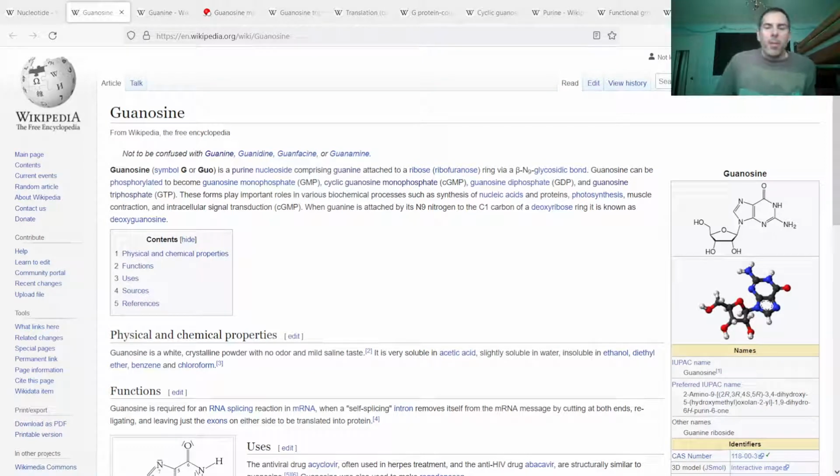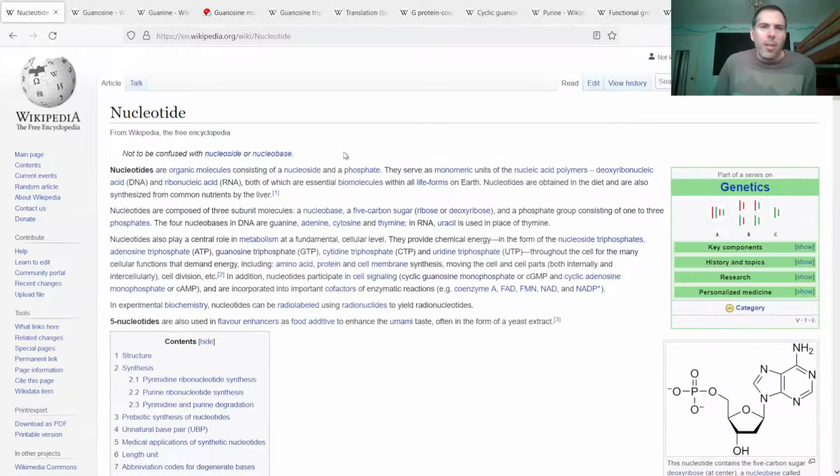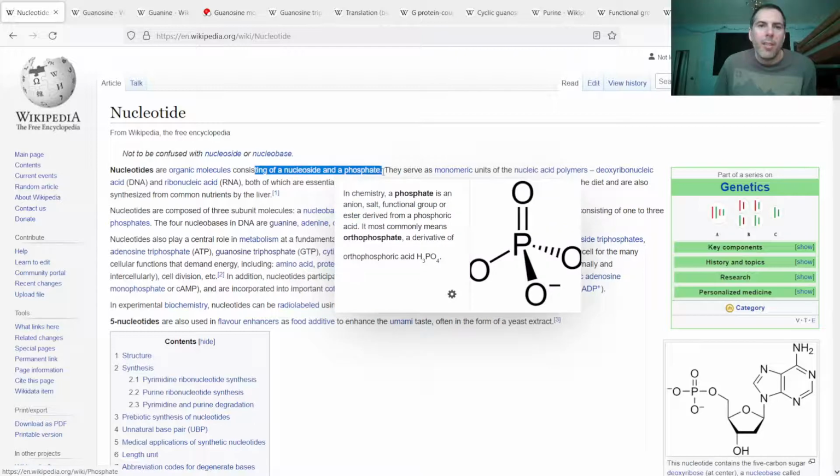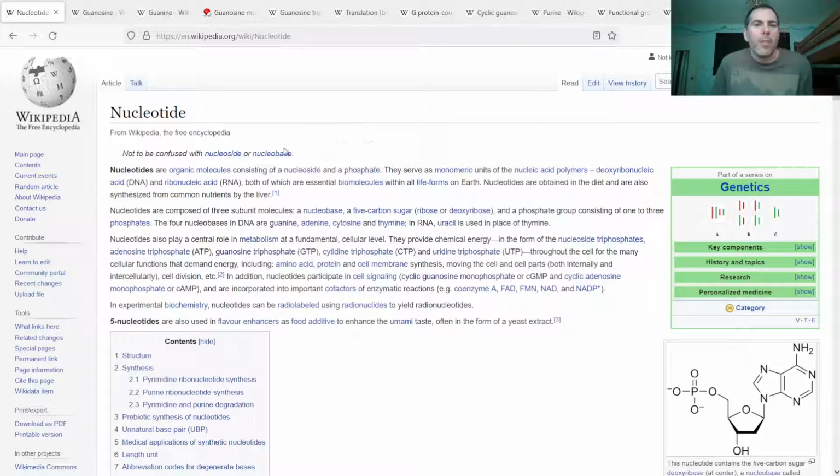The first nucleotide that we're going to talk about is guanosine. And just real quick, we're talking about nucleotides, but there's not really a word for nucleotide specifically. It's something consisting of a nucleoside and a phosphate, or one or more phosphates.